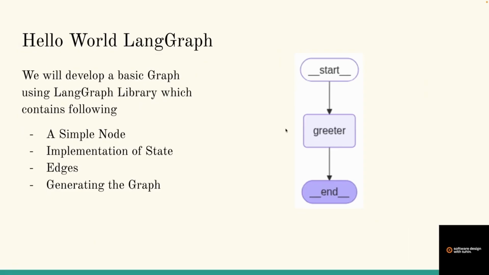Okay, we've seen how to create a simple node, how to implement state, how to add edges to the nodes, and finally generating the graph. And we have also printed the graph to visualize how the nodes are connected, what is the entry point, what is the exit point of that particular graph.